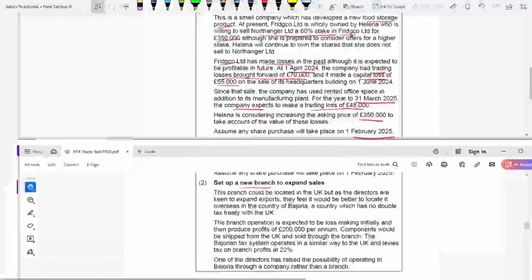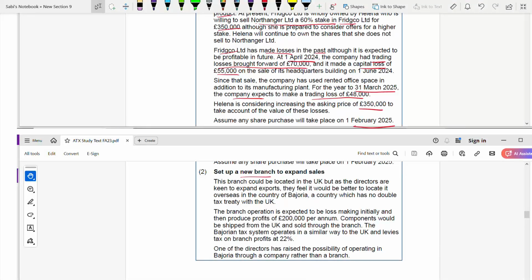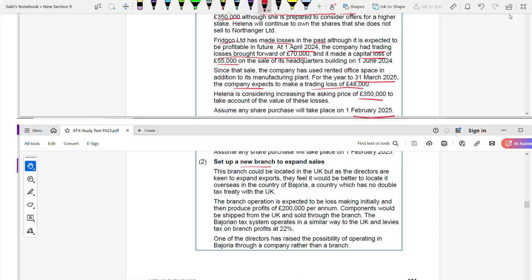Now, next, when you are setting up a branch. This branch could be located in the UK, but as the directors are keen to export, they feel it is better to locate it overseas, where there is no double tax treaty with the UK. The branch is expected to make a loss and then produce profits of 200 per year. The tax system operates in a similar way to the UK. Tax on branch profit is 22%.